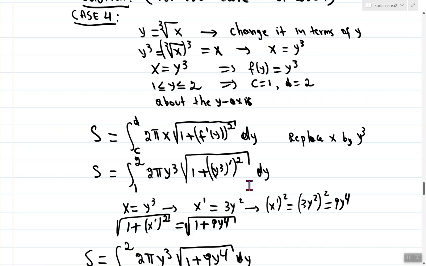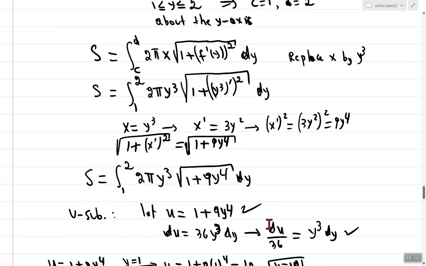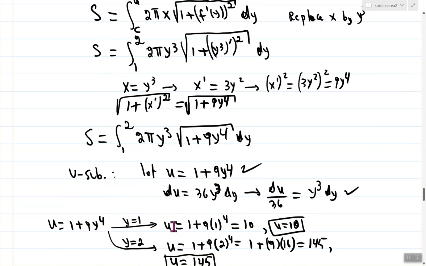So when you differentiate y cubed, you get 3y squared. When you square it, you get 9y to the 4th. It goes there, so you end up with this integral. As you can see, since you have y to the 4th, when you make whatever is under the square root as u, when you differentiate, it's going to bring us y cubed dy. So this is a perfect u substitution problem.